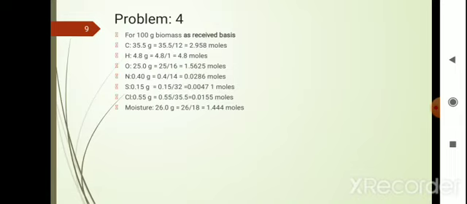Then moisture is 26%, that means in 100 gram there will be 26 gram of moisture. What is the molecular mass of moisture? That is the molecular mass of water, H2O. Hydrogen is 1, so H2 means 2, plus oxygen 16, so 2 plus 16 is 18. So 18 is the molecular mass of water. So 26 by 18 is 1.444 moles. All these are obtained by simply dividing the percentage given in the sample by its molecular weight. So we have to memorize the atomic weights of these basic elements: oxygen, nitrogen, sulfur, etc.